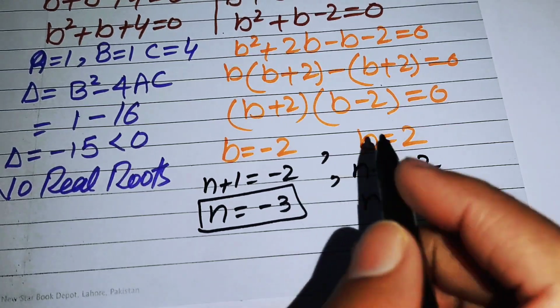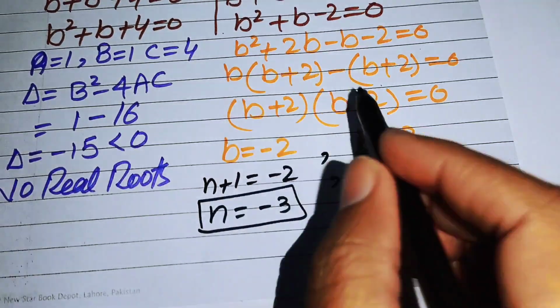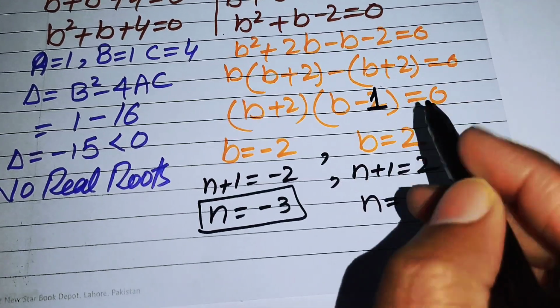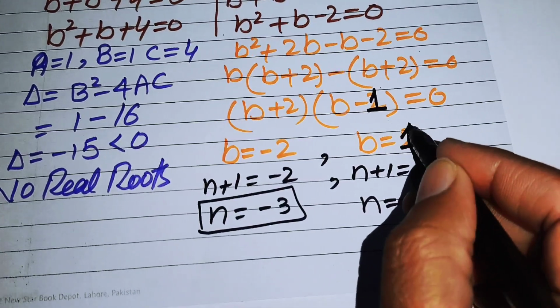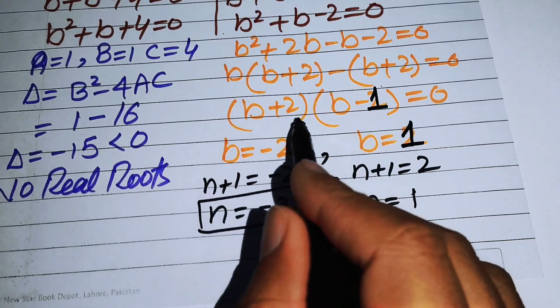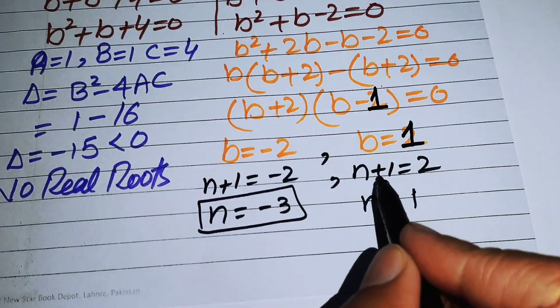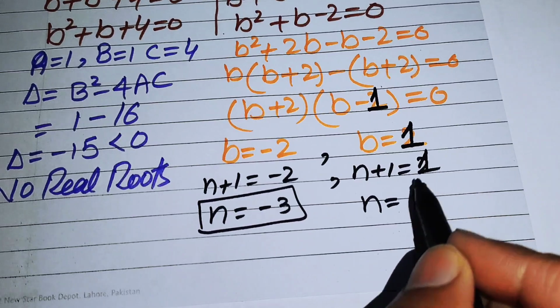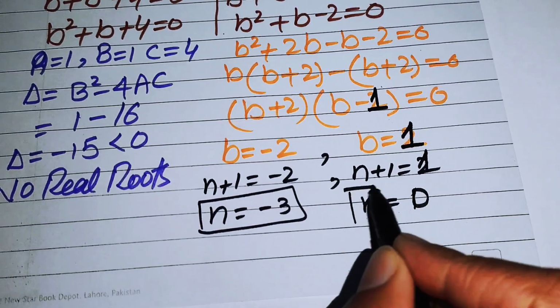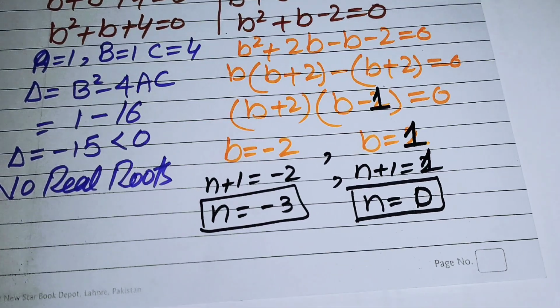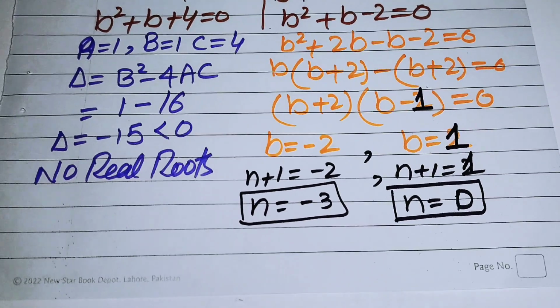Sorry, here we have a little mistake. So when you take common b plus 2, you will get here b minus 1. So this is our plus 1. So when you put here, then you get our n equals to 0. So these are the two real roots of the given problem, and this is our final answer.